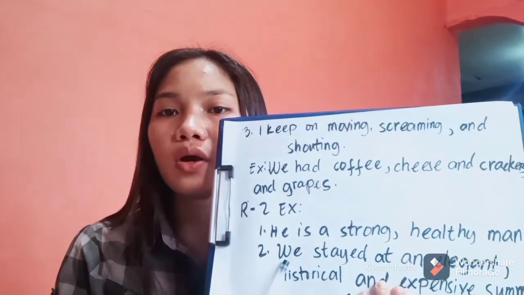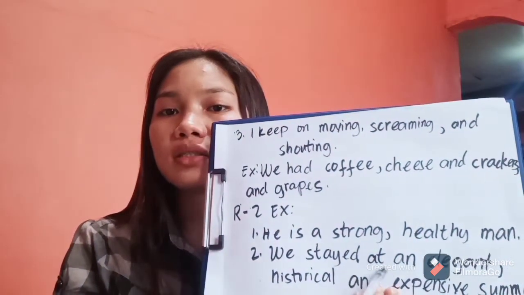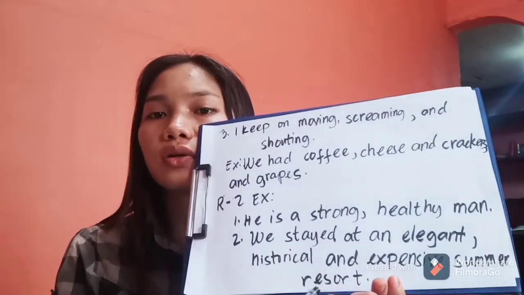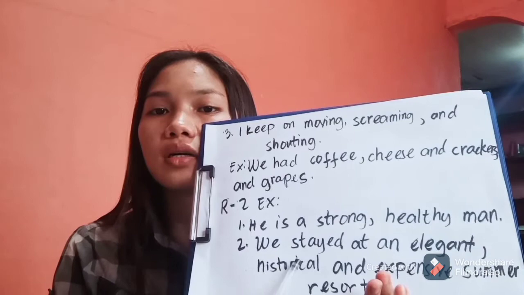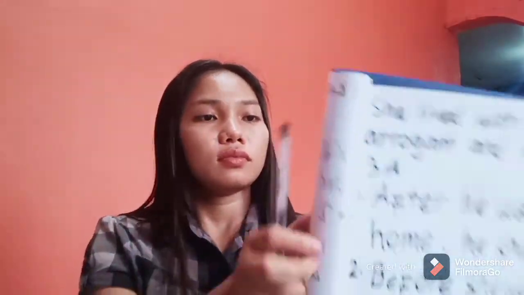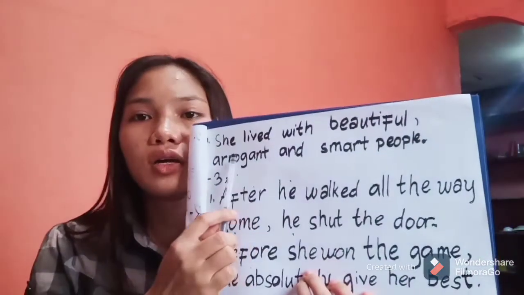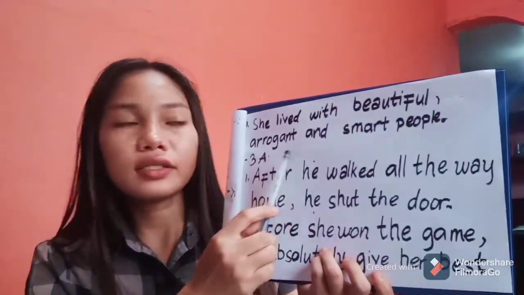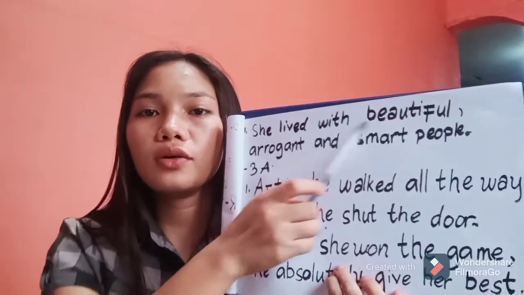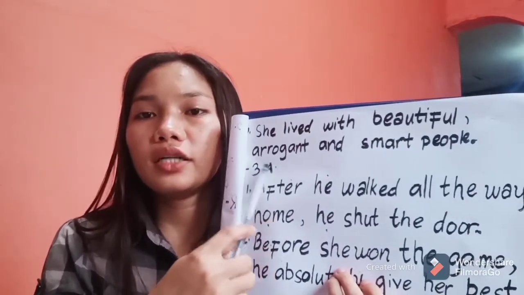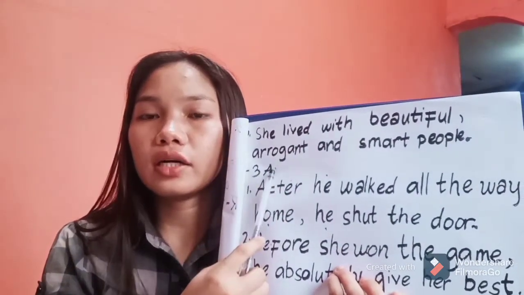Another example, we stayed at an elegant, historical, and expensive summer resort. I put the commas to separate the adjectives. Another example, she lived with beautiful, arrogant, and smart people. I put the comma here to separate the adjectives, beautiful and arrogant.